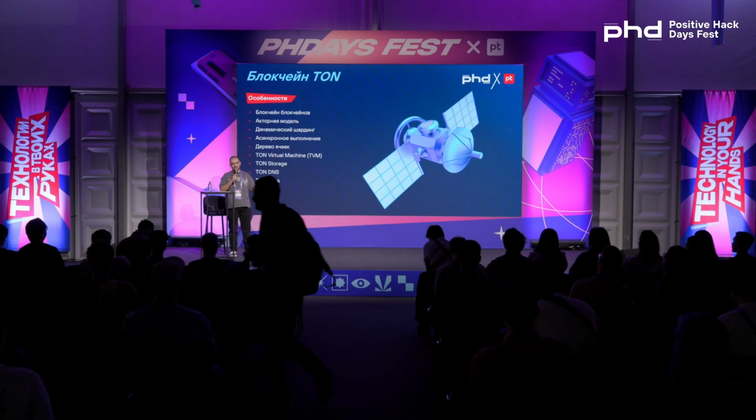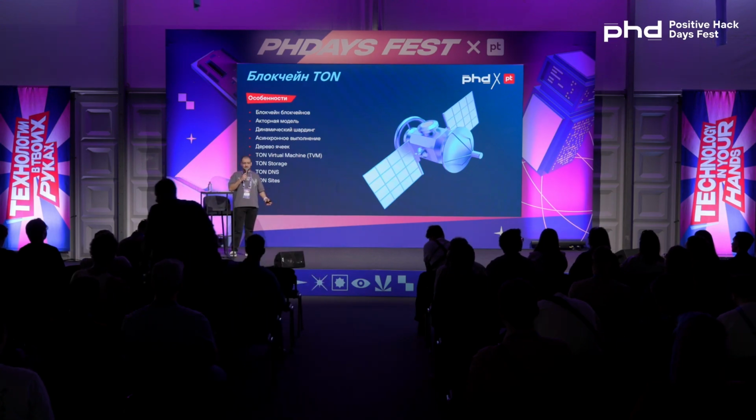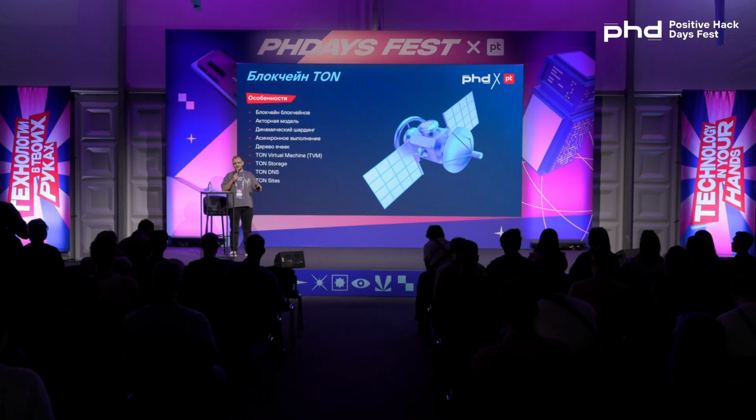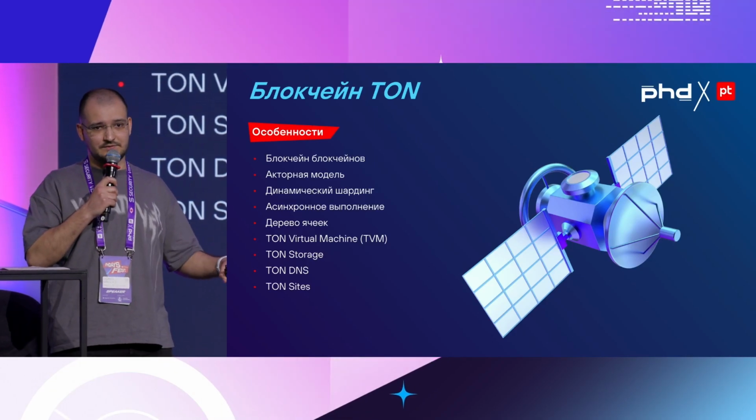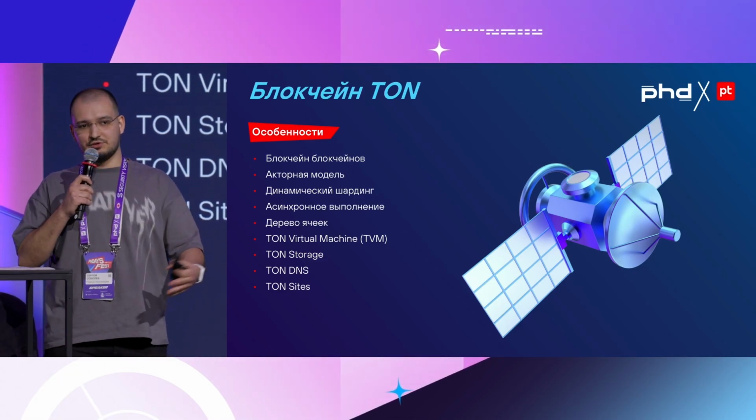So, TON blockchain is actually called the blockchain of blockchains. The most important thing to remember is that it supports the so-called actor model, meaning that all accounts are effectively contracts, and these contracts are called actors. They've got their own features such as balance and state.